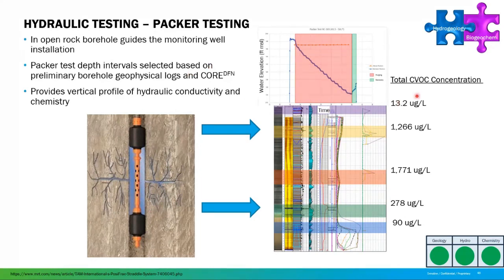In this case, you can get your total COC concentration from packer tests. You can also get hydraulic information. So now we're adding more information to our CSM, and you can see on the tracker down here, we've got more chemistry, we've got more hydro, and we're green across each one of our fundamentals.